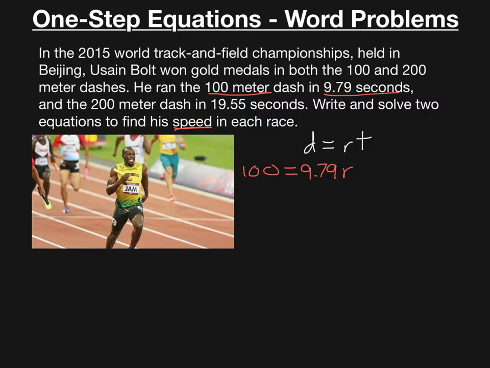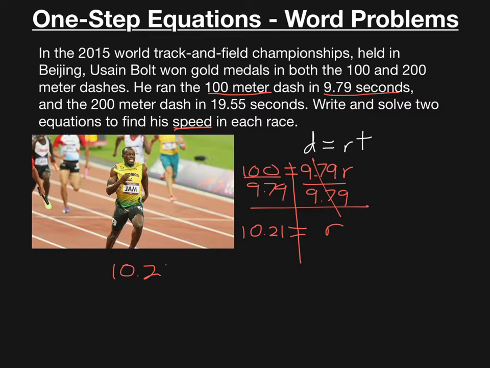Now, to solve this equation, this is multiplication going on here, so we're going to divide by 9.79. And we get r equals, now I got a long decimal here when I did this in the calculator. Since this is a real life situation, we can round it. I'm going to round it to 10.21. So we want to think about what this number means in terms of the actual answer. We're talking about speed. We divided meters by seconds. So our answer is 10.21 meters per second. So that's the speed for his 100 meter dash.